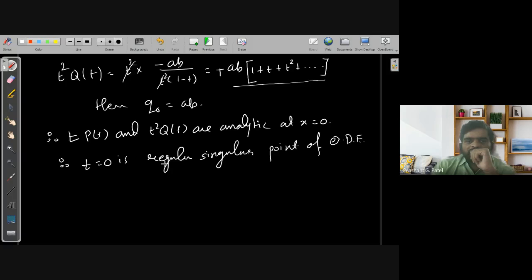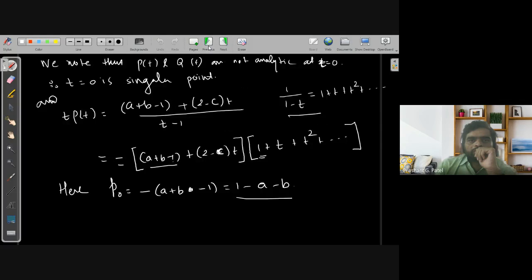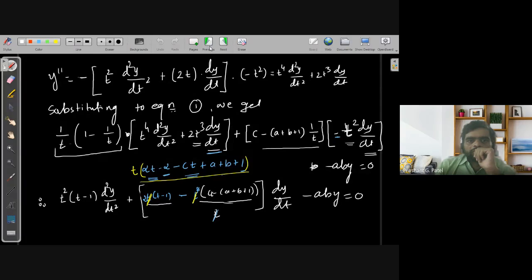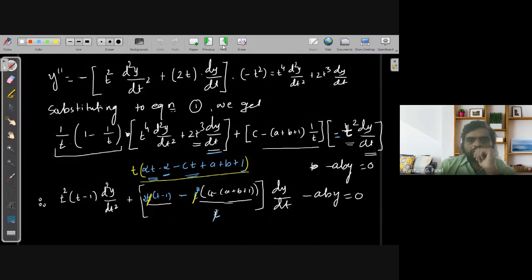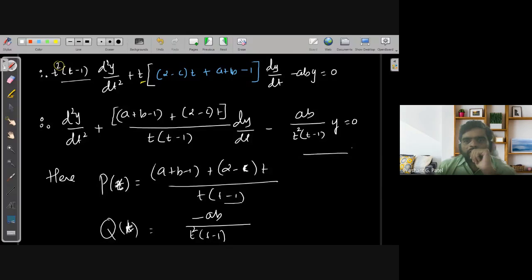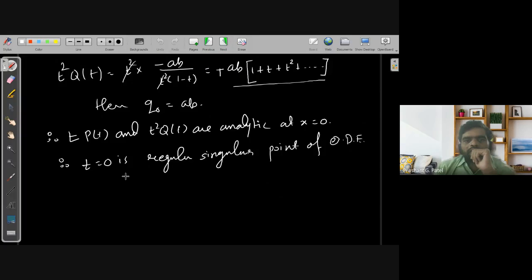What is that equation? Which equation? That is this equation. This is the equation number 2, if I call this one. So this t is a regular singular point of the equation 2.